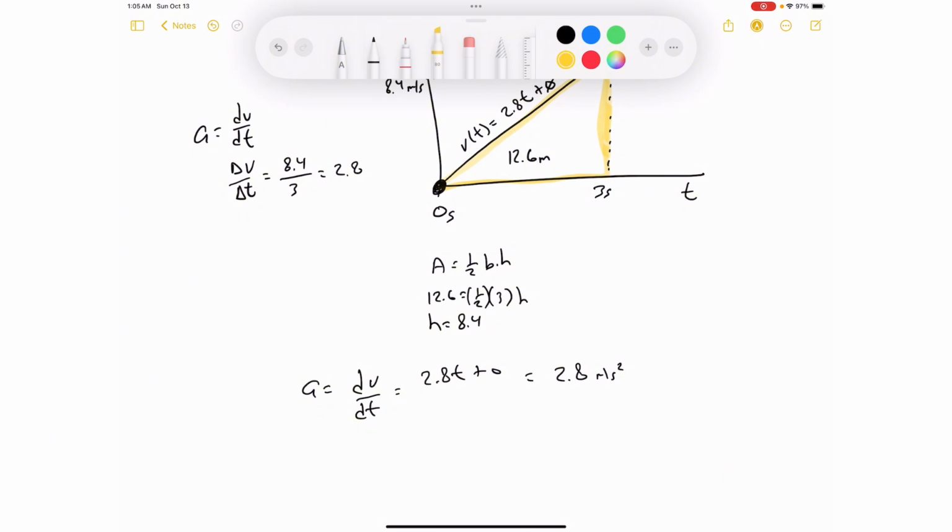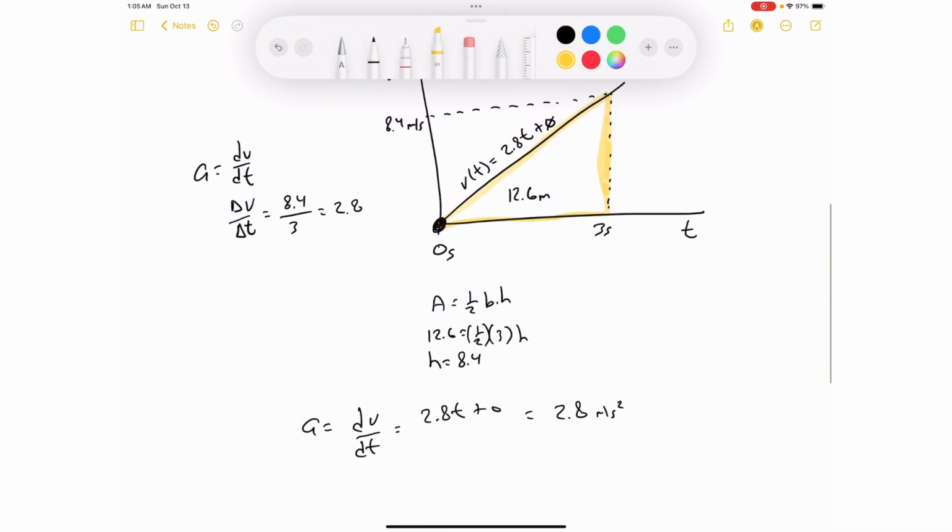So let me just highlight the velocity, 8.4 meters per second, and the acceleration right here, which is 2.8 meters per second squared. Great. So now I know the acceleration. Normally, if something were dropped on the Earth, it would fall at 9.8 meters per second squared. But this is going 2.8. Why is it going slower?